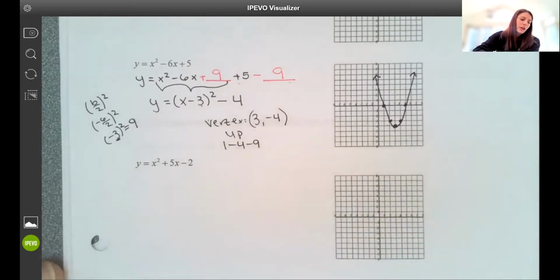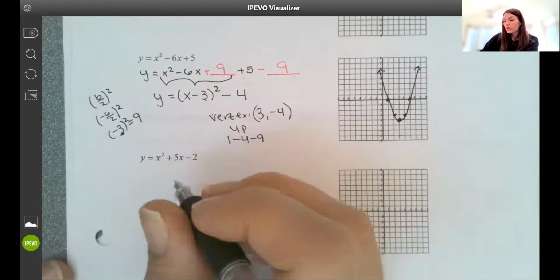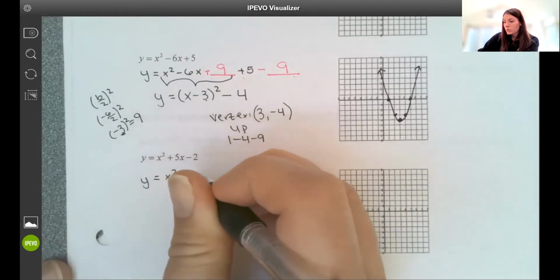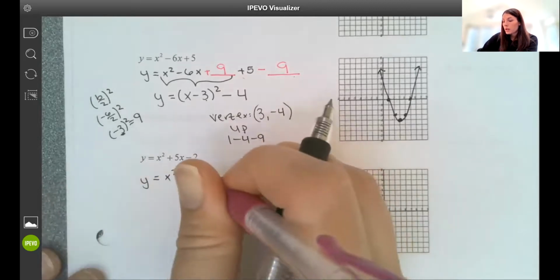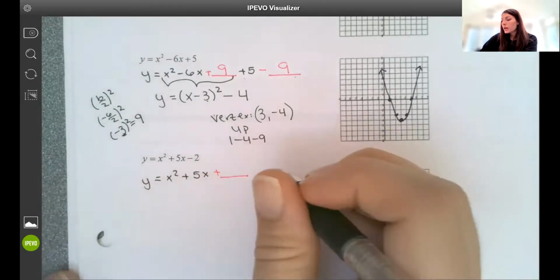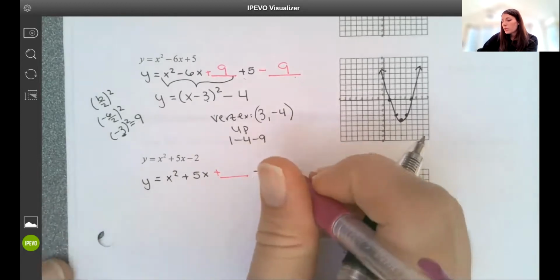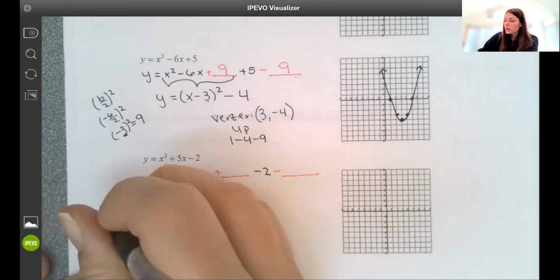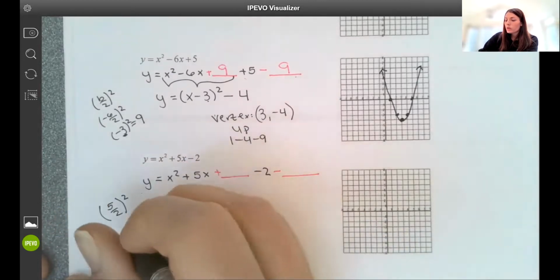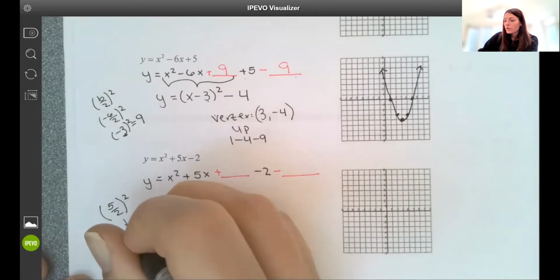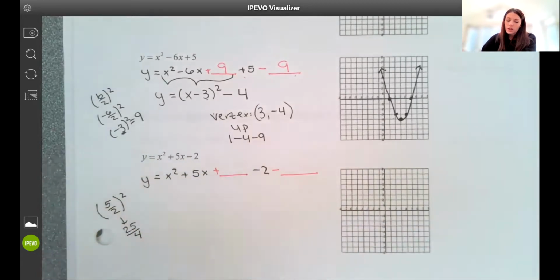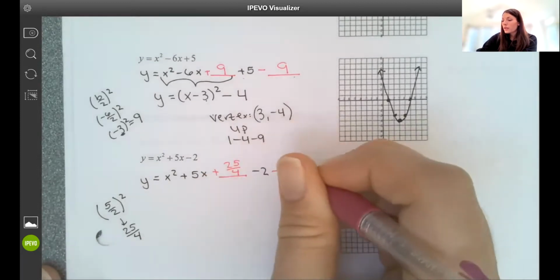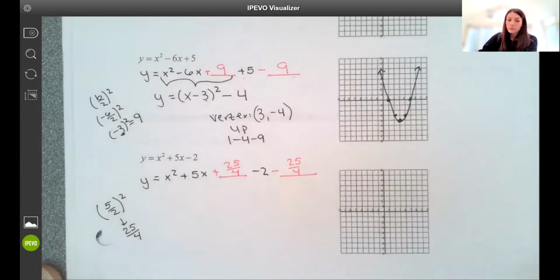Now, I definitely want to do 3 together because this one gets a little trickier because we're going to get a fraction when we go to complete the square. So I have ax squared plus bx plus some c value, minus 2. To complete the square, I take away that same value. Now, when we go b over 2 squared here, we're going to have 5 over 2 squared, which gives me 25 fourths. So I know that the value to complete the square is 25 fourths. So I'll add that in and then I'll take out 25 fourths as well.